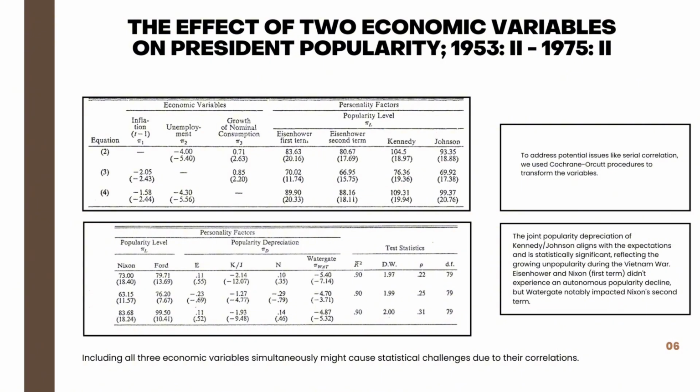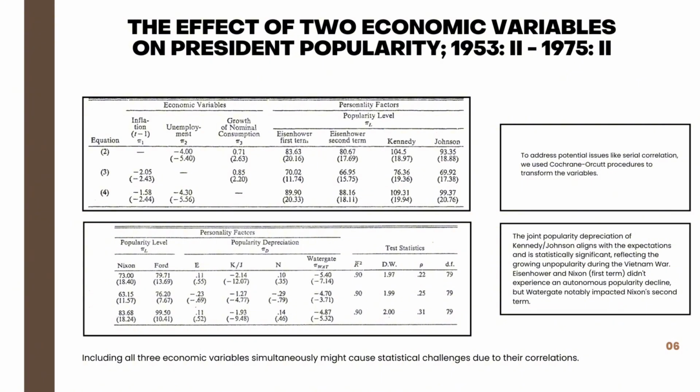To address potential issues like serial correlation, we use Cochrane-Orcutt's procedure to transform the variables. All economic variable coefficients are statistically significant at a 95% confidence level, aligning with our theoretical expectation. While each president's popularity level varies in equations 2 to 4, their relative size remains consistent. Kennedy consistently has the highest and Nixon the lowest.